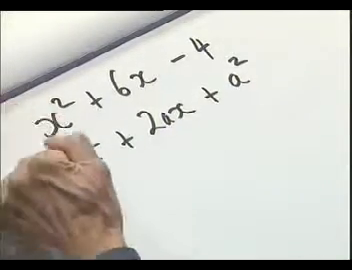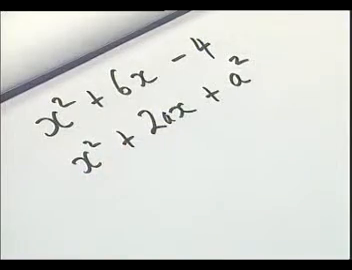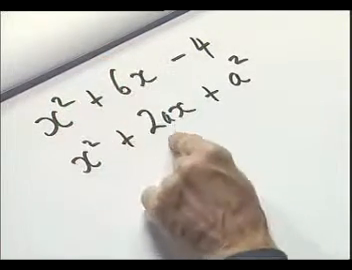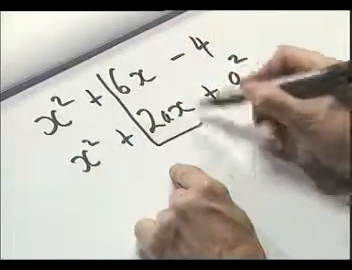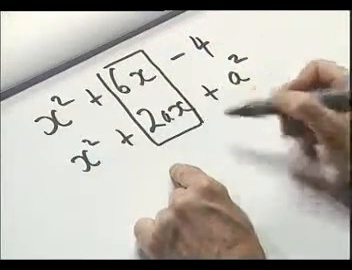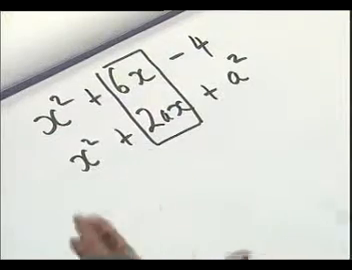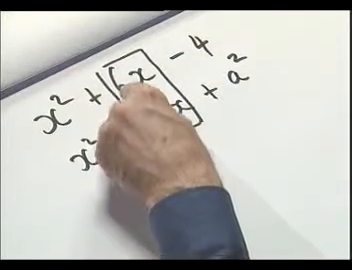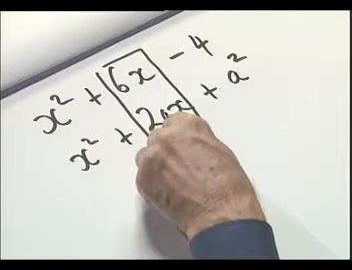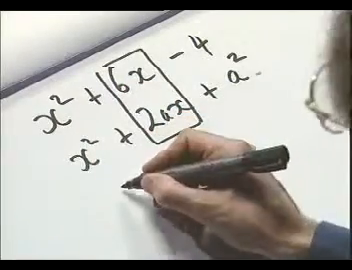Now, the x squareds are the same. 6x, 2ax. I've got to have these two terms the same. They've got to match. They've got to be exactly the same. And that means that the 6 has to be equal to 2a.